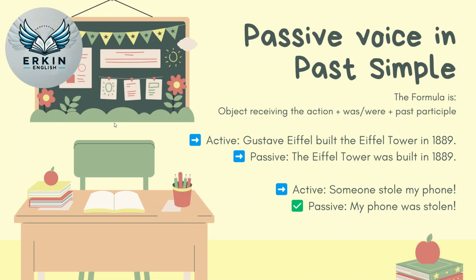Another example, imagine you lost your phone yesterday. You don't know who took it, but you tell your friend, "someone stole my phone." Well, this example is spoken in active voice. While if we switch to the passive voice, "my phone was stolen" will be more correct. So past simple passive is super useful when we're talking about past events and we don't know or don't care about the doer of the action.